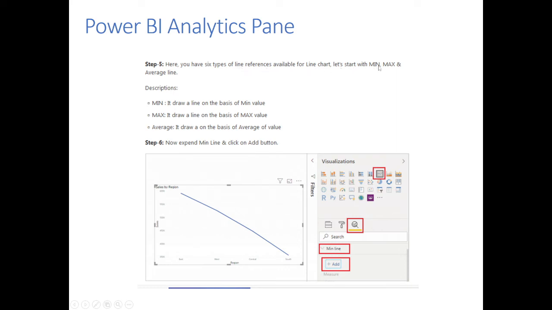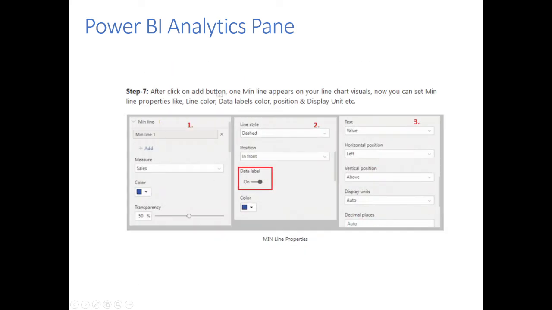Let's start with min, max, and average line. Min draws a line on the basis of the minimum value. Max draws a line on the basis of the max value. And average draws a line on the basis of the average value. Now expand the min line and click on the add button. After clicking on the add button, one min line appears on your line chart visual.